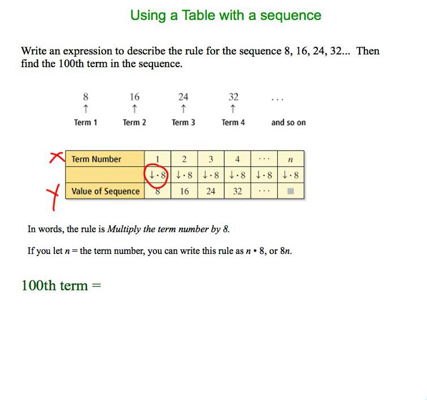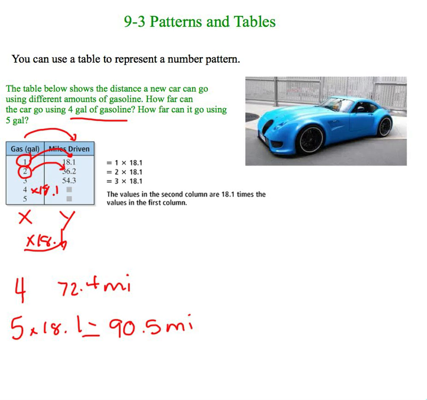Now, initially, if I asked you, hey, if you're counting by 8, what is the 100th term? Well, you don't have to sit and count by 8 100 times. We know that in this case, if we want to know what the 100th term is, our x value, because our term number is our x value, is 100. How do we find our y value? Multiply it by 8. What would the 100th term be? 800.